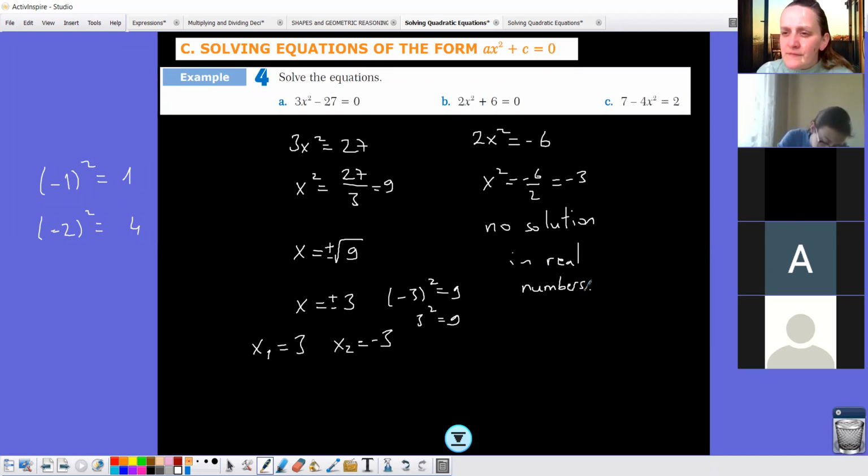Teacher, can I ask something? Yes. Why did we take it as minus 6? Because when I take plus 6 to the other side, it becomes minus 6. Did we understand why there is no solution here? Yes, teacher, because it cannot be negative. Yes, the root of a negative number. Or you can write x will be plus minus root of minus 3, and this one doesn't have a solution in real numbers.